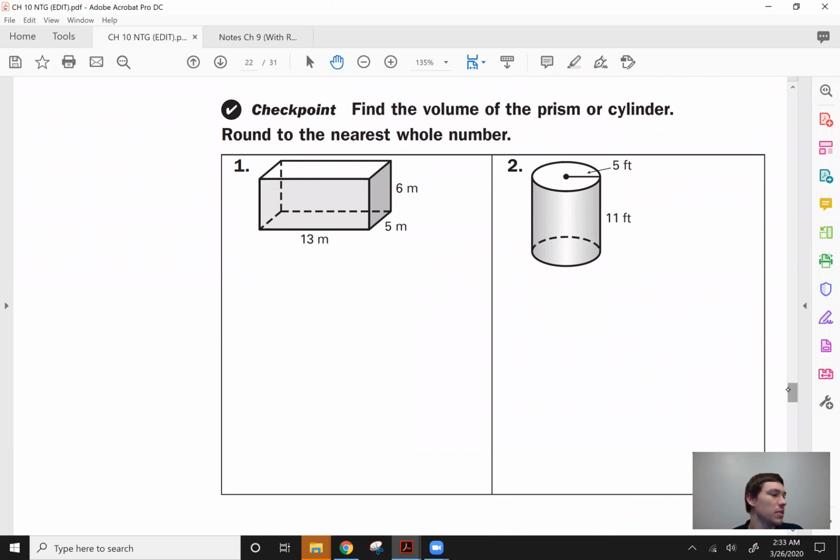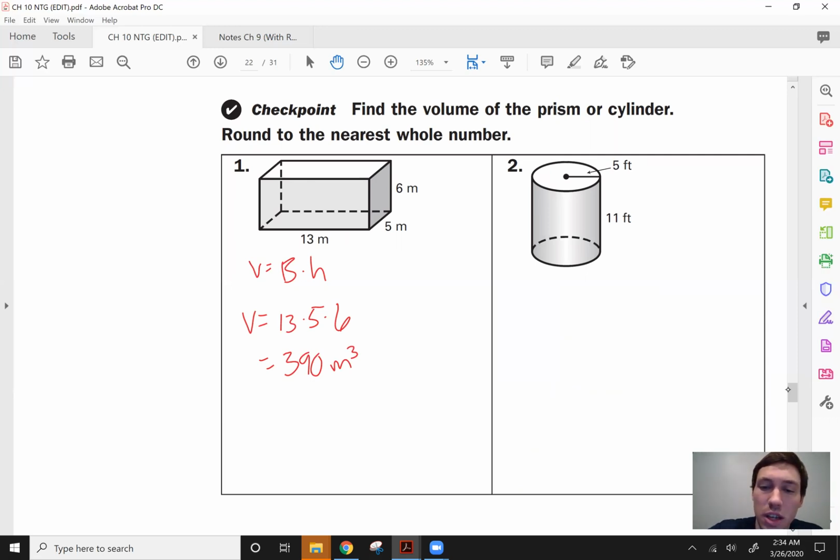All right, find the volume. So remember, volume of a prism is area of the base times the height. So in this case, that's volume equals 13 times 5 times the height, which is 6. And when you multiply all that together, you get 390 meters cubed.